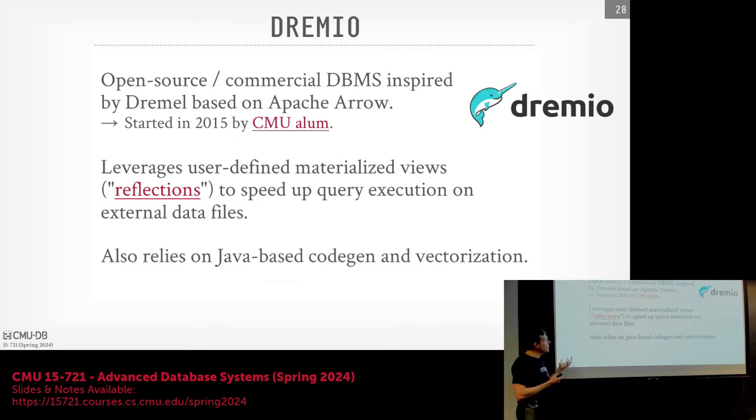All right, Dremio is probably, of all the open source ones we've talked about, directly inspired by Dremel. And it's actually a VC-backed company, founded by a CMU alum. I think he did his master's here, but he wasn't my student, as far as I know. And as I said before, they're doing all the things that we talked about, very similar to Dremel. But one of the things they do to speed things up is access what they call reflections. But as far as we can tell, they're just materialized views, right? They're doing Java-based codegen, I think for the entire query, not just WHERE clauses, and vectorization, as we talked about before.